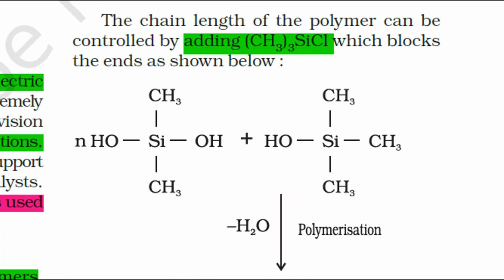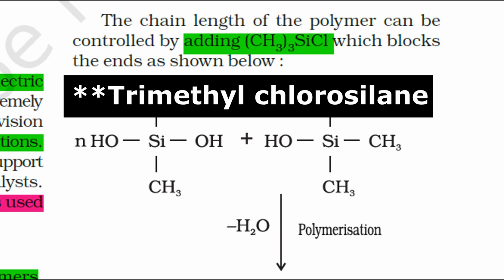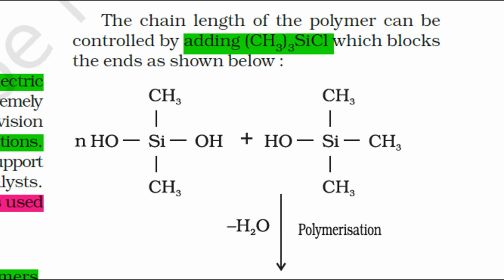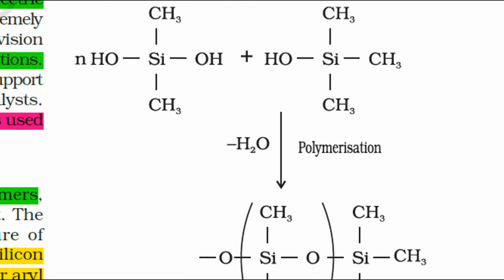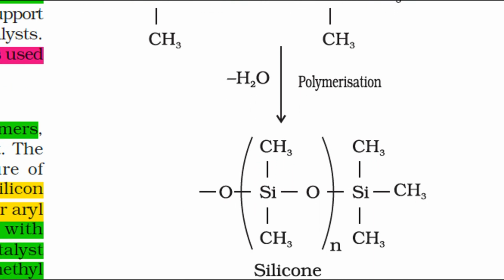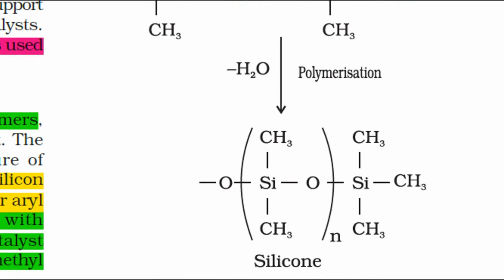The chain length of the polymer can be controlled by adding trimethylchlorosilane, that is (CH3)3SiCl, which is added at the end of the polymer. As you can see here, when you add another dimethyldichlorosilane, a water molecule again releases and it polymerizes and increases the length of silicones.